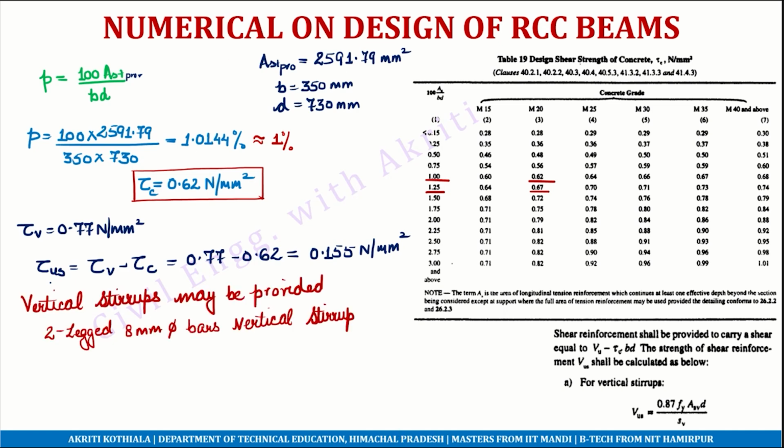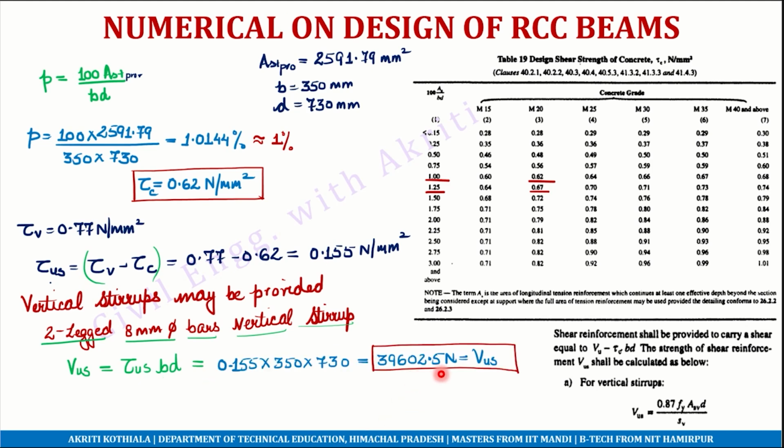First of all, we have assumed that we are going to provide two-legged 8 mm diameter vertical stirrups. To calculate that, we need to know the shear force corresponding to which we will be providing the vertical stirrups, so VUS can be calculated from tau US, the difference between tau V and tau C, into BD. So calculating, we get 39,602.5 Newton. So this is the value corresponding to which we have to provide shear resistance in the form of shear reinforcement.